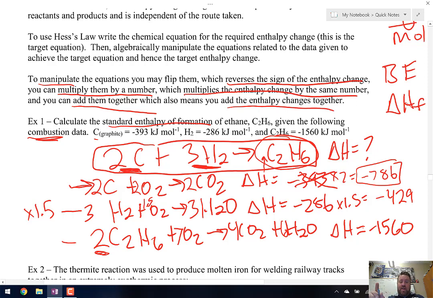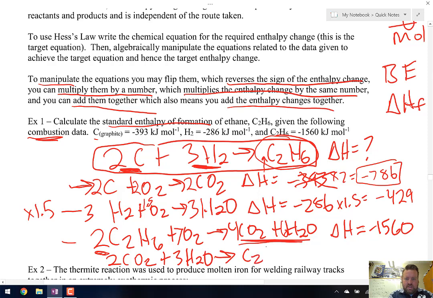So not only do we have to flip that whole equation, we also have to cut that whole equation in half. So when we do that, I'm gonna cut it in half and flip it, and then I'll erase this whole top one. When we flip it, that means we got to make our products the reactants. And I'm going to cut it in half. So that's going to go back to 2 CO2s plus 3 H2Os makes C2H6 plus half of 7 is 3 1/2, so 7 halves O2.